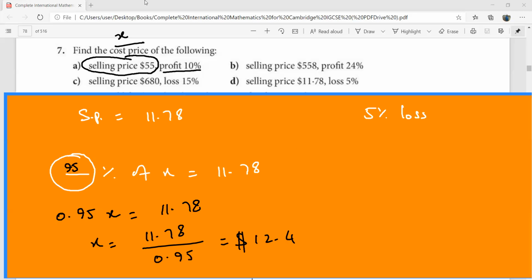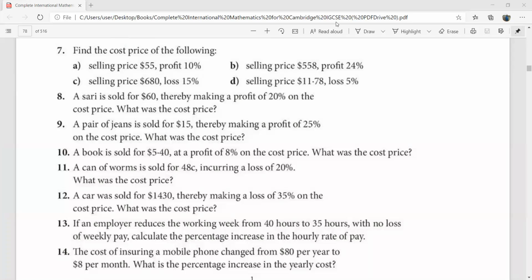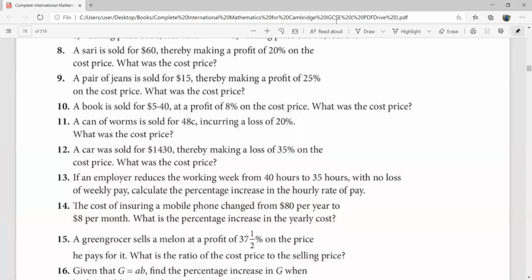Okay, let's see if we have some more questions like this. Let me clear all of this. You can go through all these questions here. Look at question number 11. A can of worms is sold for 48 cents, incurring a loss of 20%. So what was the cost price? You can simply say 80% of X is equal to 48, and then you can solve this.